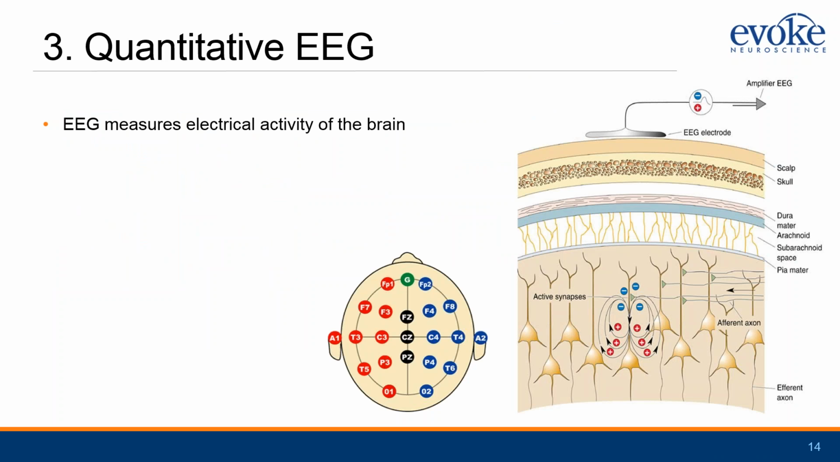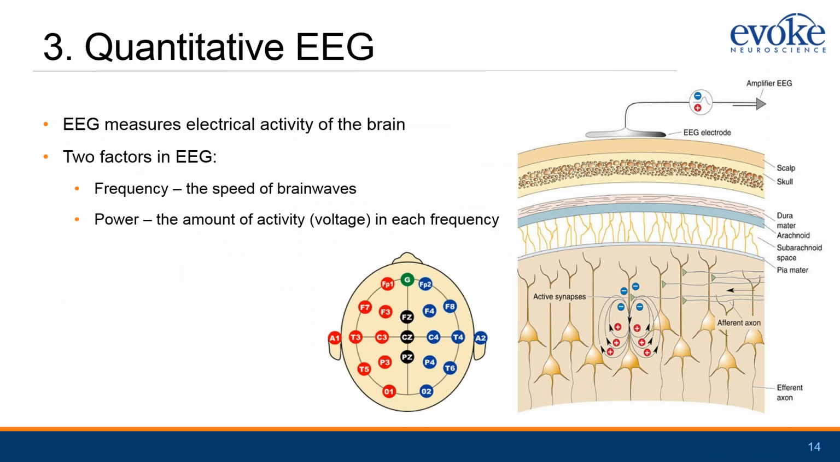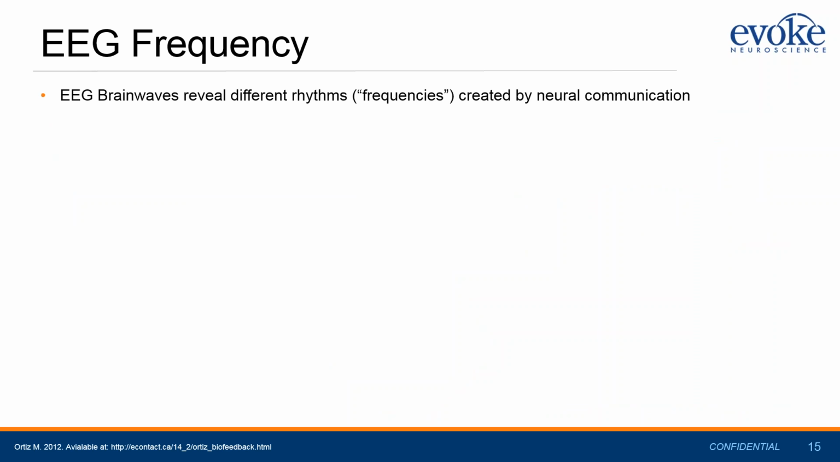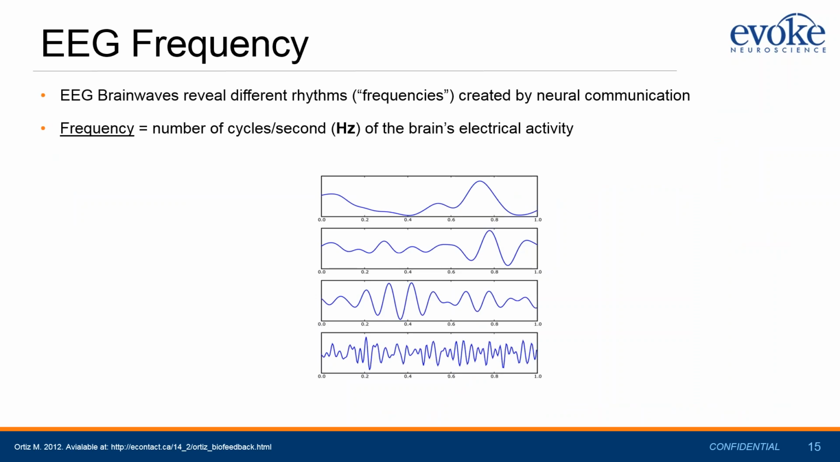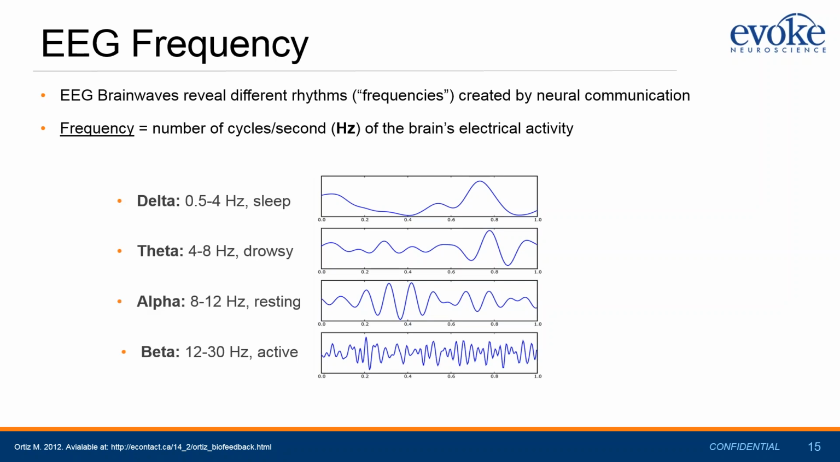Okay, so moving on to our quantitative EEG, our last biomarker. So EEG measures electrical activity of the brain, and we're interested in two factors: frequency, which is the speed of brainwaves, and power, which is the amount of activity within each frequency. So starting off with frequencies first, brainwaves reveal different rhythms created by neural communication, and frequency is the name for these rhythms, and they're measured in the number of cycles per second of the brain's electrical activity. And cycles per second is hertz, so frequency is a number of hertz.